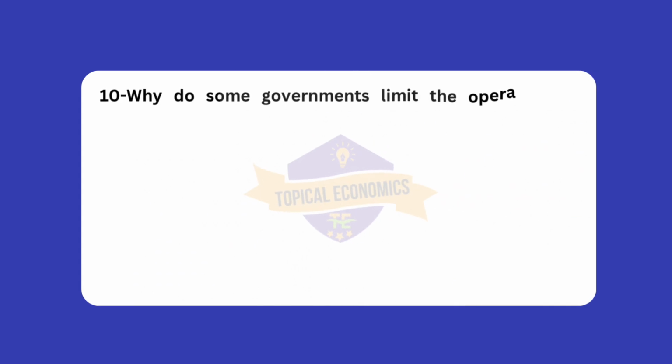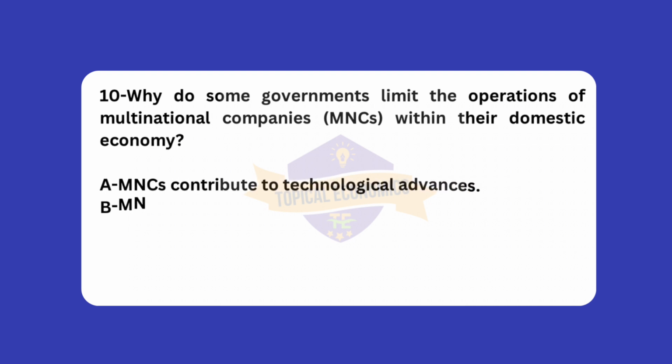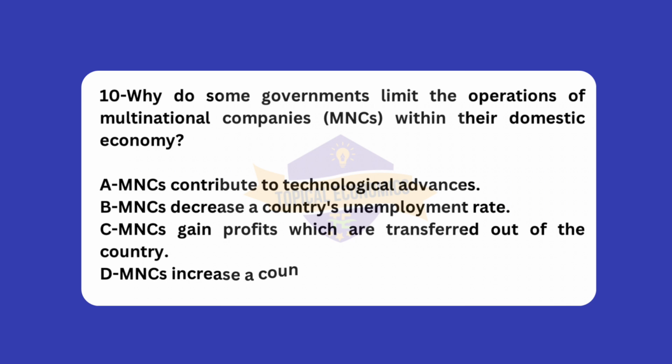Why do some governments limit the operations of multinational companies within their domestic economy? Option A, MNCs contribute to technological advances. Option B, MNCs decrease a country's unemployment rate. Option C, MNCs gain profits which are transferred out of the country. And option D, MNCs increase a country's current account surplus. So let us explore all options.